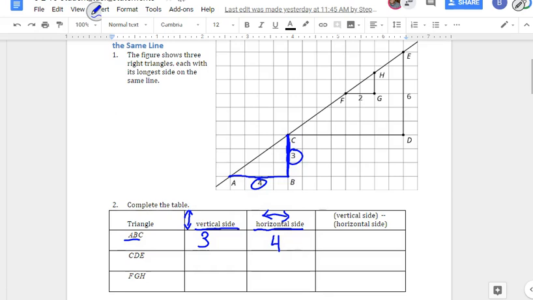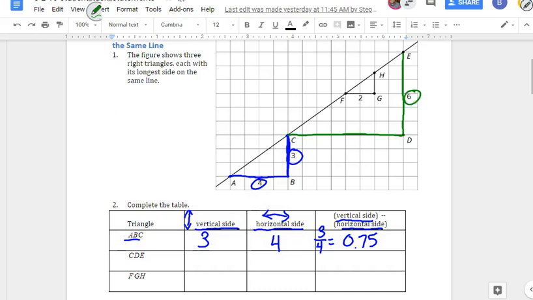Then notice in this last column it asks us to write the vertical side divided by the horizontal side. So if I wrote this as a division problem again, 3 over 4. And then we could also go ahead and divide it to get 0.75. So I want you to pause the video and go through and fill out the table for the triangles CDE and FGH. And then I want you to come back to the video and see if you got it right.